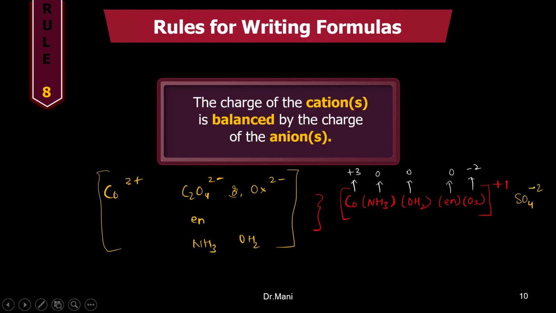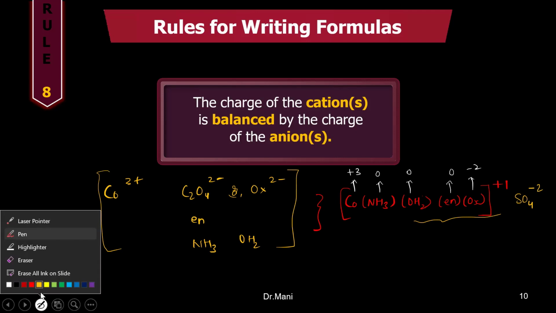Minus 2. So if I write this way, is it correct? See what he's saying: the charge of the cations is balanced by the charge of the anions. So is it balanced now? The plus 1 charge balanced with minus 2 charge. Tell me, is it balanced or not? Shouldn't it be the opposite side, like 1 plus and 2 minus?